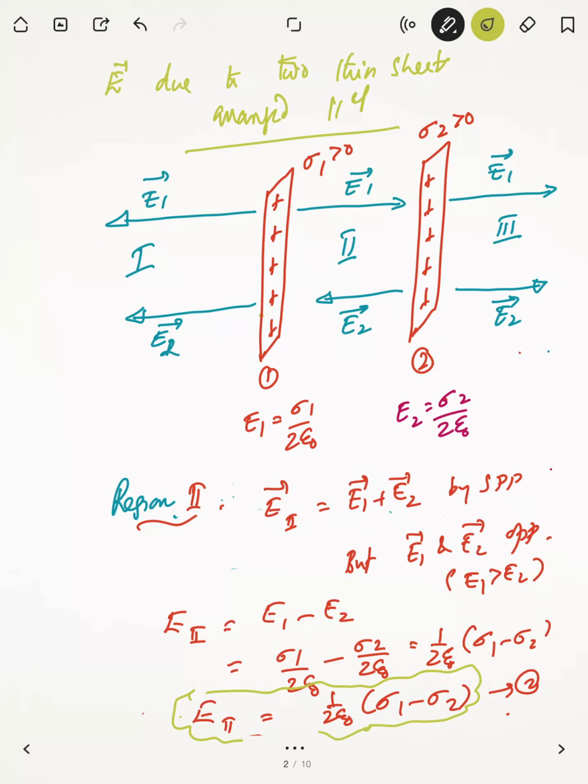And what direction will it be? Here we have taken E1 as greater. So it will be in the direction of the greater vector. So you can mark it as toward the right side because E1 is taken as greater. It depends upon which one is greater. Now look at the third case. Here in the third region, E1 and E2 are in the same direction. So add them. So extreme right.